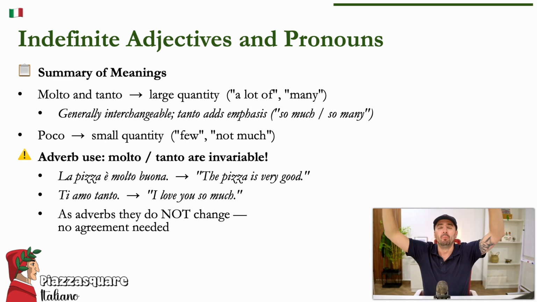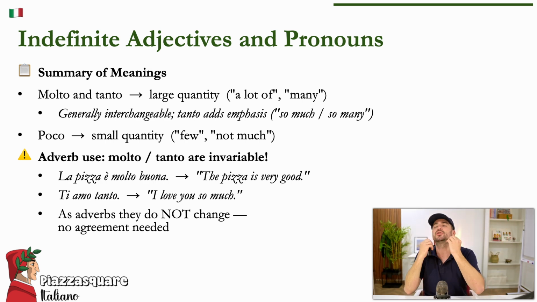Extra note, molto and tanto can also function as adverbs, meaning very or so much, in which case they do not change their form. For example, la pizza è molto buona. The pizza is very good. Here molto is an adverb modifying buona and stays the same for both masculine and feminine. Similarly, ti amo tanto, which means I love you so much.